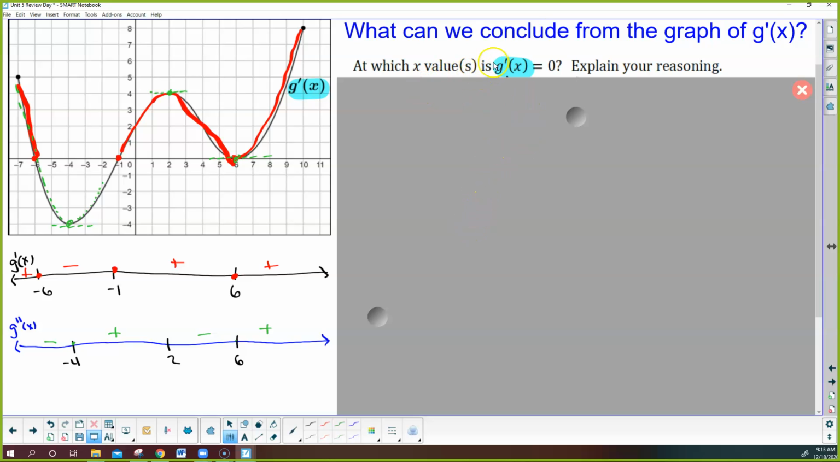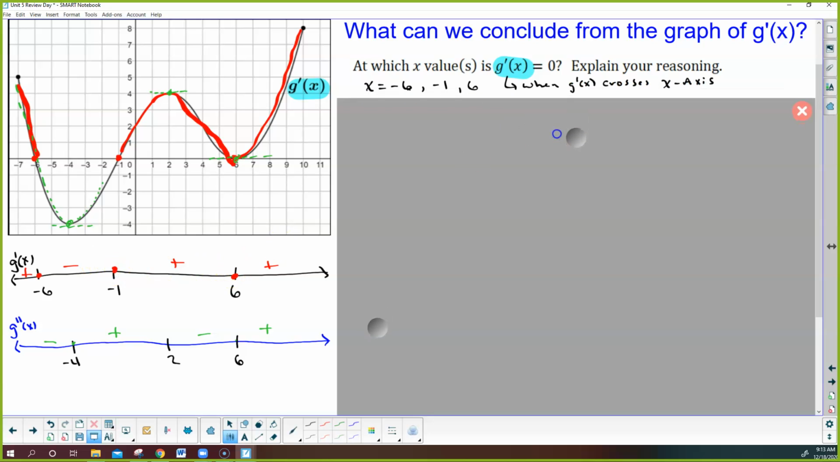So when is g prime equal to 0? Well, that's my critical points. So g prime is equal to 0 at these 3 spots: -6, -1, and 6. That's when g prime crosses the x-axis. 1, 2, 3.